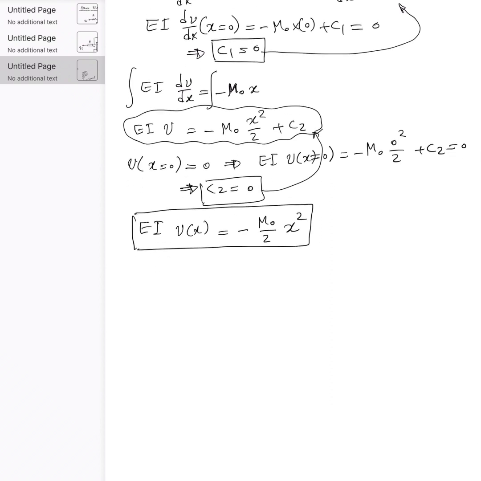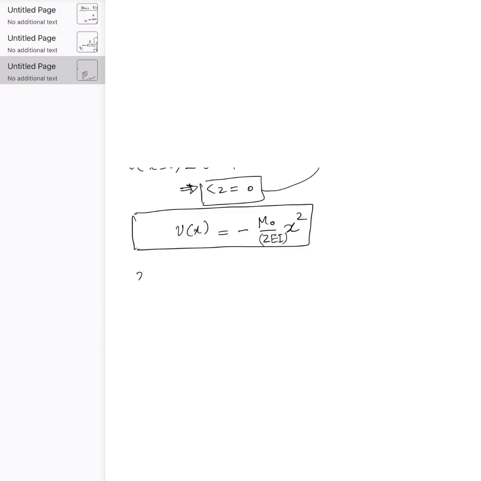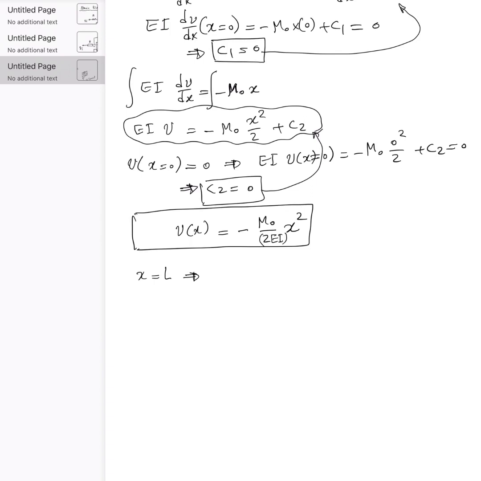So I can bring this EI down, so instead of doing that, I say 2 times EI goes to the bottom, and I can just get rid of this extra information. So now let's evaluate this at L. So at x equal to L, the value of deflection, v at x equal to L, is equal to negative M0 over 2EI times L squared.